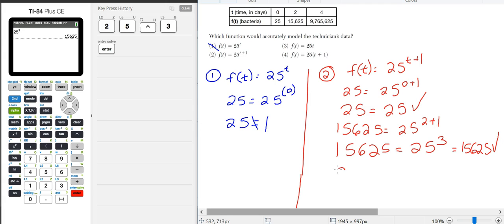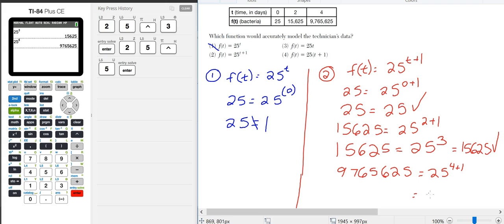So now for f of t we have 9,765,625. Is that equal to 25 to the 4 plus 1? So 25 to the 5 is the same thing, 9,765,625. So all of the 3 points from the table, 0, 25, 2, 15,625, and 4, 9,765,625 make the equation in choice 2 correct. So choice 2 is the correct answer to the question.